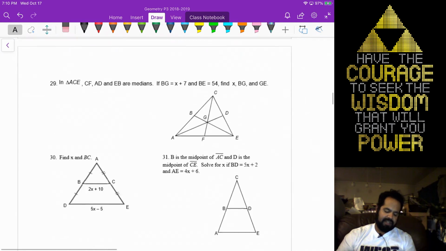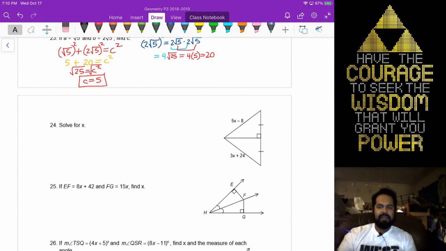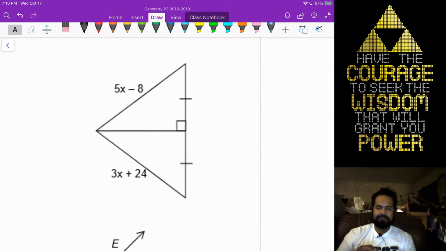We're hitting the home stretch here. Just got a couple more towards the end. Mostly the mid-segment and centroid stuff. But again, the whole deal is we're still working with properties of triangles. Solve for x. This should look awfully familiar. We have a perpendicular bisector. Now the nice thing about this perpendicular bisector is that since it's going through the top, this is actually cutting our triangle into 2 equal pieces. So in other words, these 2 sides must be congruent to those 2 sides.